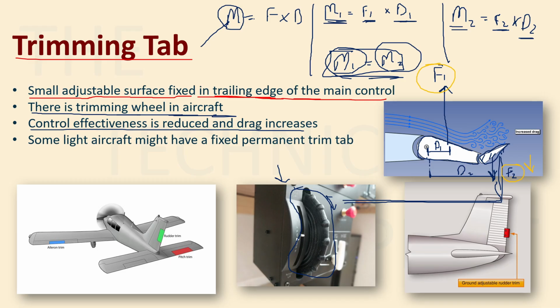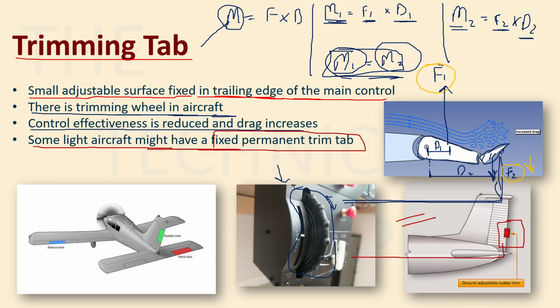And there is one more point: in some light aircraft, there might be a fixed permanent trim tab. So what is a fixed permanent trim tab or a ground adjustable trim tab? In the third diagram, you can see a red color tab which is fitted on the rudder and it is screwed and fixed permanently there, so it cannot be controlled by the pilots. The pilots cannot move this tab with the help of any controls in the cockpit.